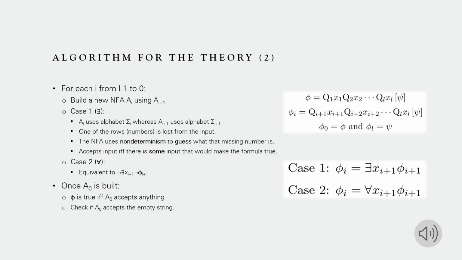At the very end, an NFA A0 is built, and phi is true if and only if A0 accepts any string. The algorithm simply checks if A0 accepts the empty string. If it does, the formula is accepted. Otherwise, it is rejected.